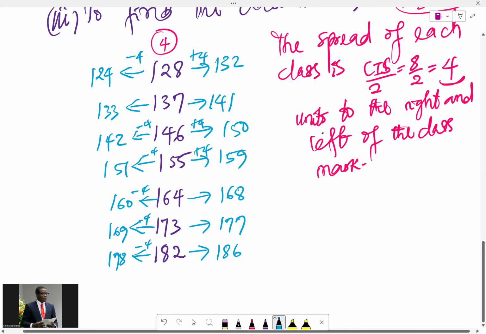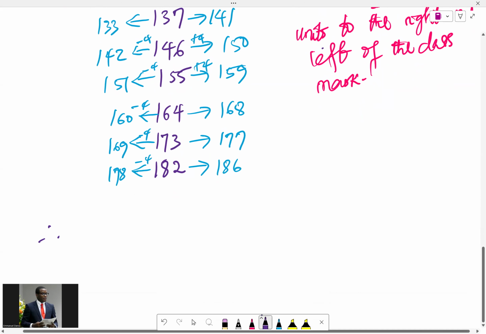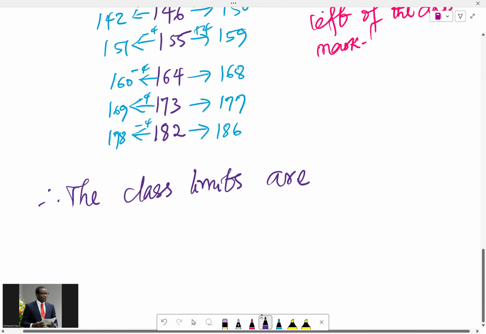So the class limits now. Therefore, I'm doing the third one because I believe the class boundary can follow the class limits. So we can answer, therefore, the class limits are a collection of lower limits and upper limits. Or let me put it this way: there are collections of lower limits by upper limits.